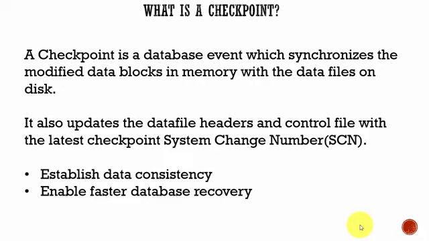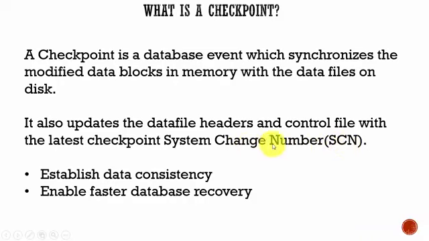A checkpoint is a database event which synchronizes the modified data blocks in the memory with the data files on the disk. That means whenever this checkpoint happens, all the dirty buffers present in the database buffer cache will be written to the data files. When this checkpoint occurs, it also updates the data file headers and the control file with the latest checkpoint system change number, which is also called SCN.